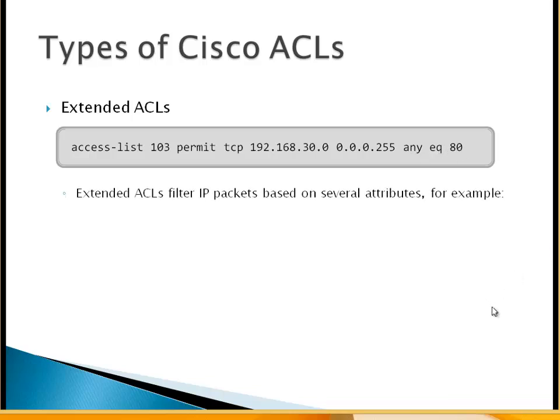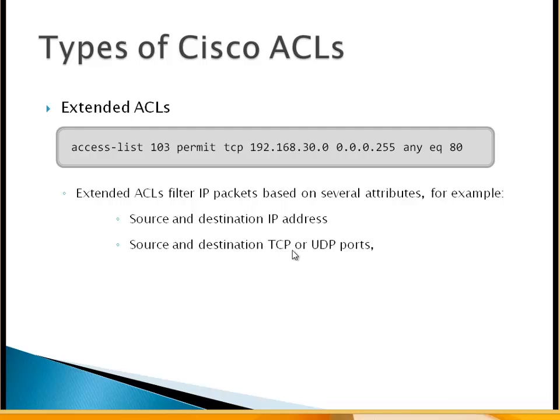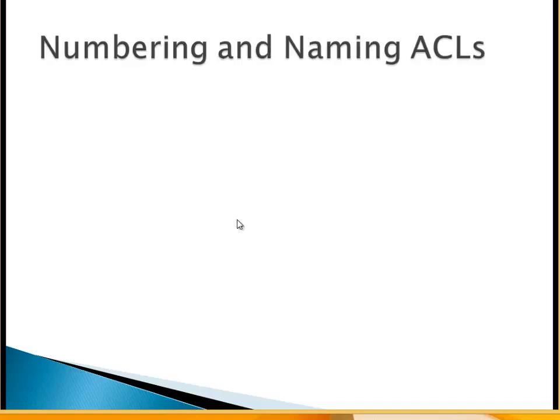Extended ACLs filter IP packets based on several attributes. For example, source and destination IP address. This one, that's the source. Any, that's the destination. Source and destination TCP and UDP ports. We have a port here, that's the destination port. If it was a source port, we'd put it here. And protocol type. What protocol type? IP, ICMP, UDP, TCP, and others.